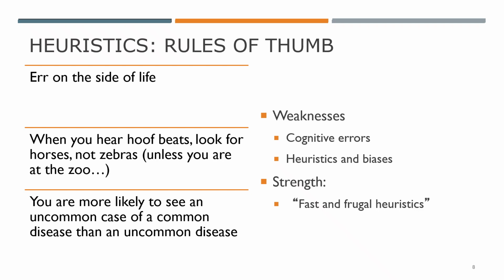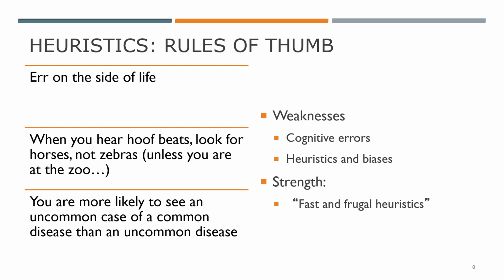Heuristics in diagnosis. Clinicians often rely on heuristics, rules of thumb that allow for quick decisions in uncertain or time-pressured situations. Some common heuristics include: err on the side of life. If in doubt, take the safe route to protect the patient. When you hear hoofbeats, you look for horses, not zebras. In other words, start by considering common conditions before rare ones, unless your context changes, like being at the zoo.